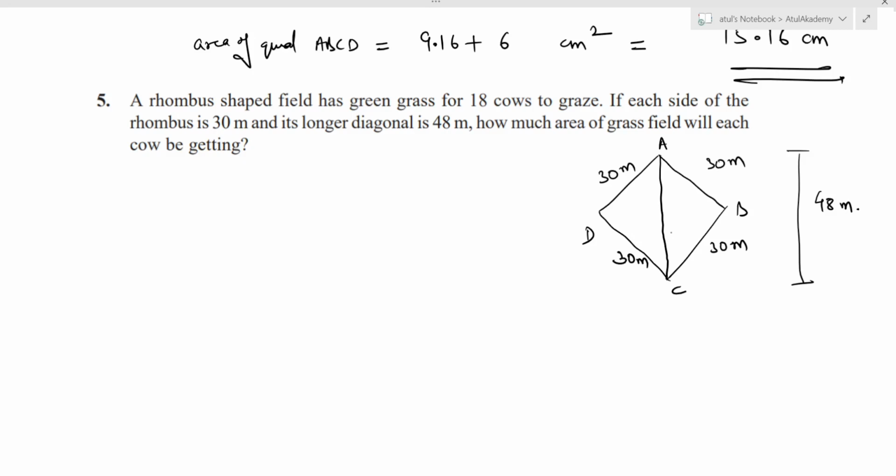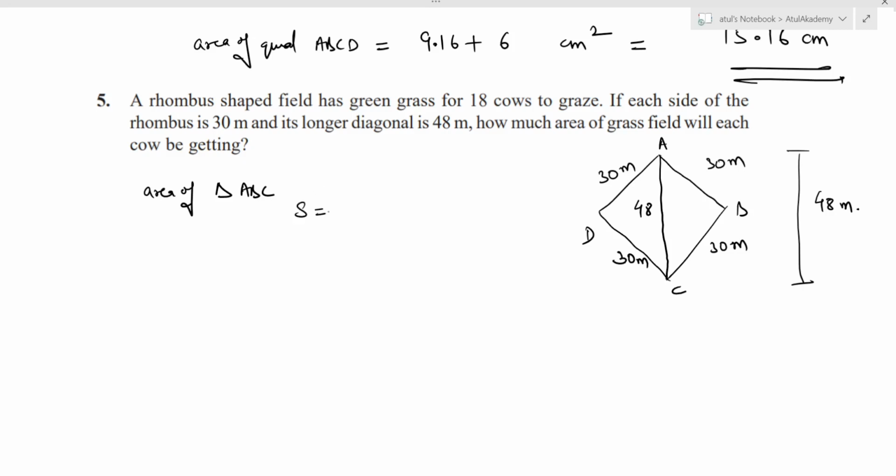First, we obviously need to calculate the total. There are different ways of doing this. You can either find the other diagonal and calculate using half into d1 into d2. That is also the formula for a rhombus. But I have this diagonal 48, and you have all the sides. Let's find the area of one triangle only, triangle ABC. Because there are two triangles, they will have the same area. So let's find the area of triangle ABC.